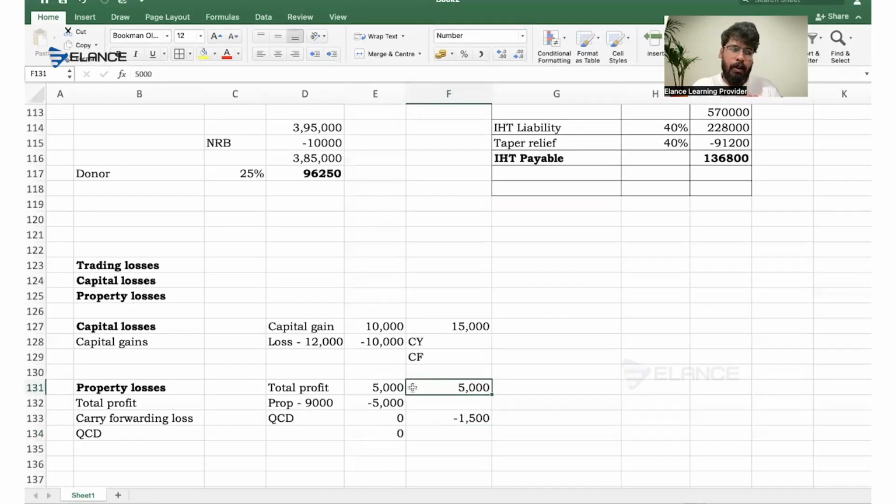Then if we are setting off that 4,000 from the total, we should not waste the QCD.